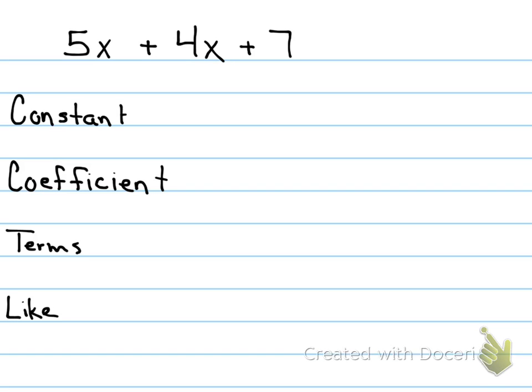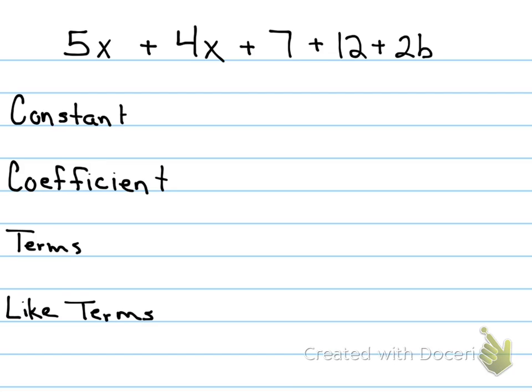We're going to now write definitions. The definitions for these, you need to write them down. I'm going to tell you what I want you to write down. A constant, write this down in your notes. A constant is a number that stands alone in the expression. It's by itself. A number that stands alone.